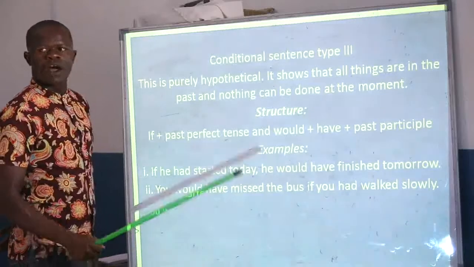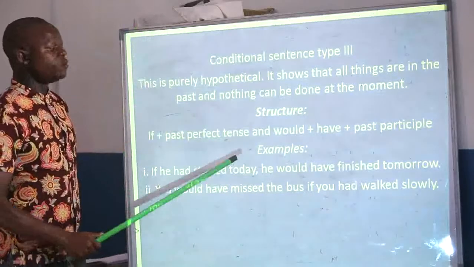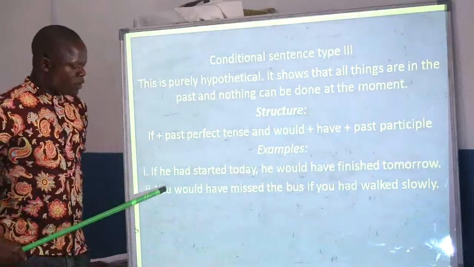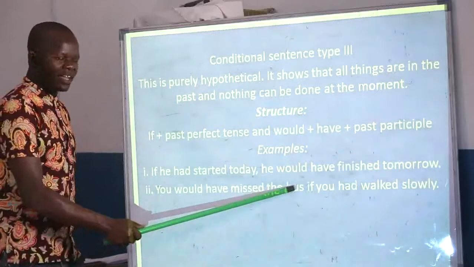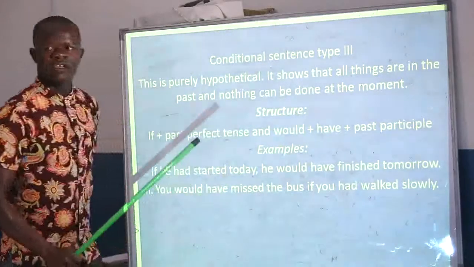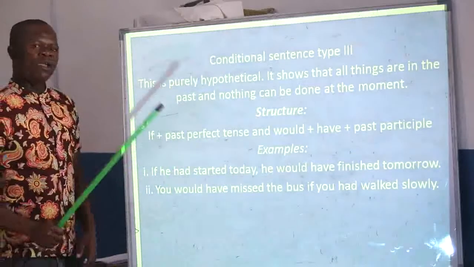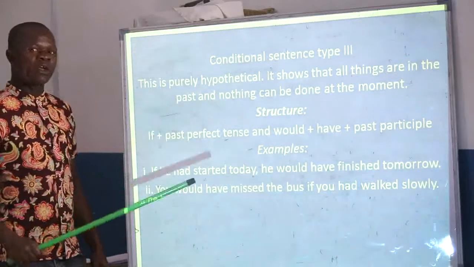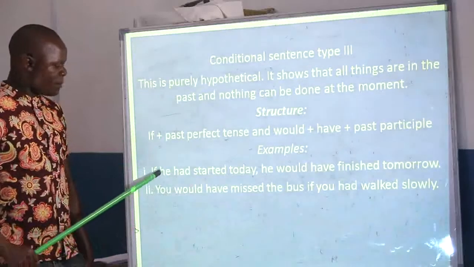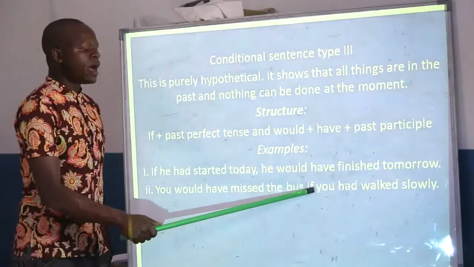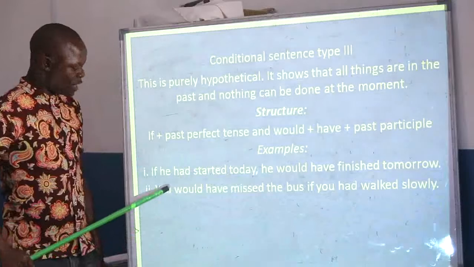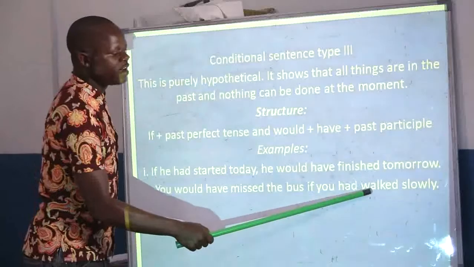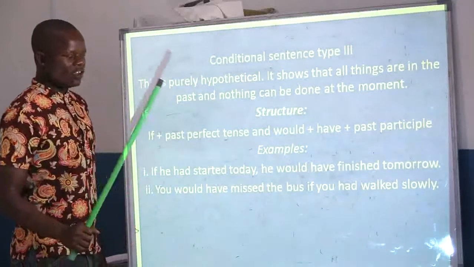Once this person had started that work earlier, that means the person could have finished that work the following day. That is what we mean here. Number 2, you would have missed the bus if you had walked slowly. What you need to note, my pupils, is that it is not a must that we always begin with if. There are some cases whereby we can twist the sentence, as I said before, whereby the word if is now written in between a sentence. As you can see, you would have missed the bus if you had walked slowly. That is what we mean.